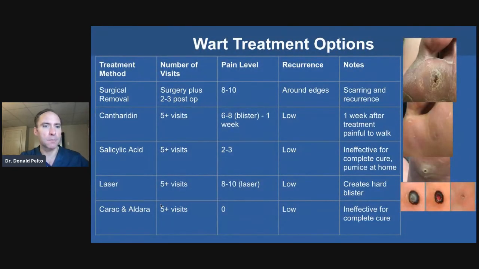For those trying the over-the-counter products, be careful. If you spent a ton of money on salicylic acids, or on freeze-aways, and they're not working, come in to see someone. Be especially careful that you don't have a callus, because a callus can be mistaken for a wart and be treated a long time, or something called a porokeratoma as well.